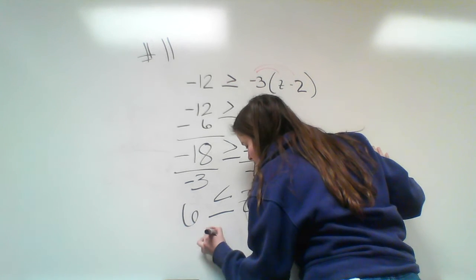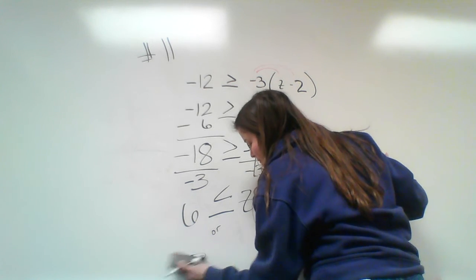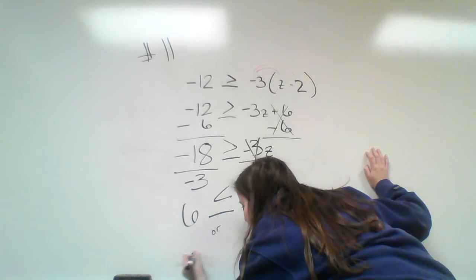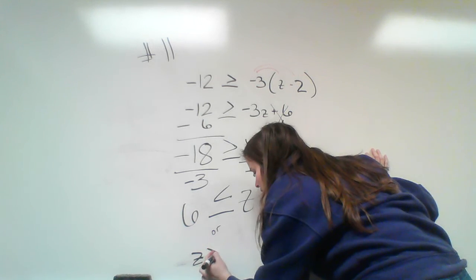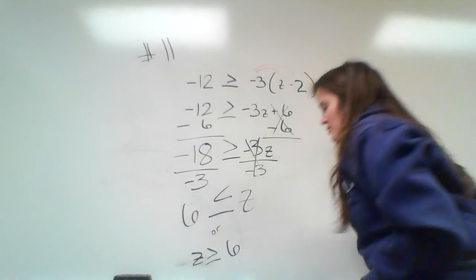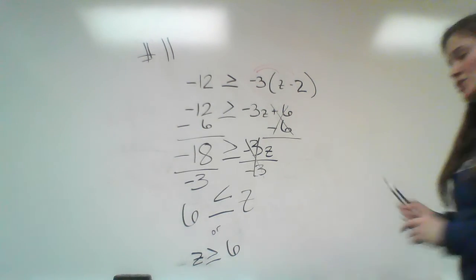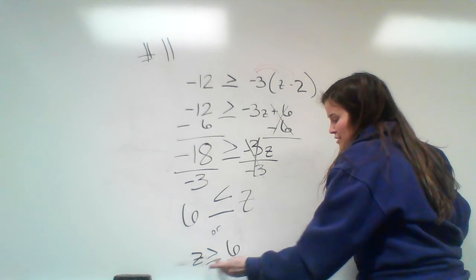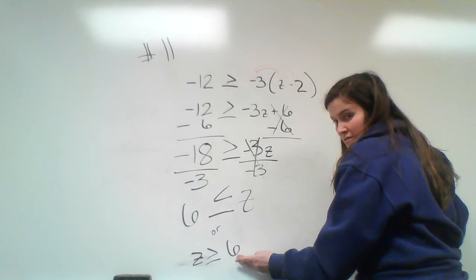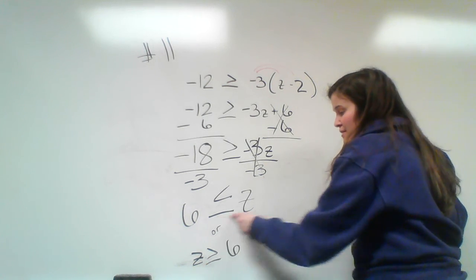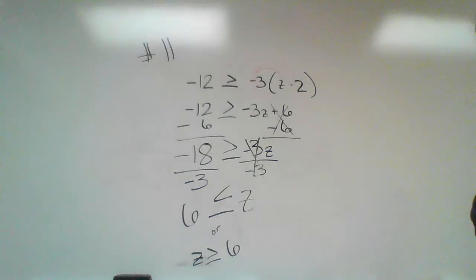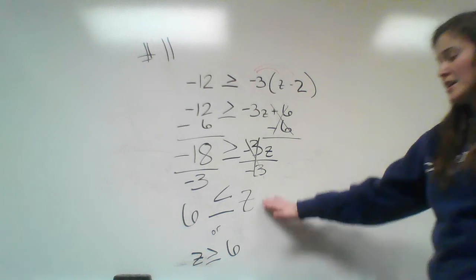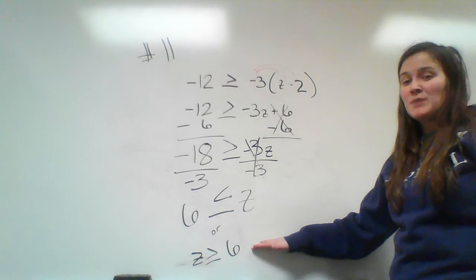But you might want to write it this way because when you go to graph it in 8th grade, or when you say it, you have to say z is greater than or equal to 6. It's easier to say this way because when you read it the other way, you read it backwards or you graph it backwards, okay? So you can write it either way, but this is probably the better way.